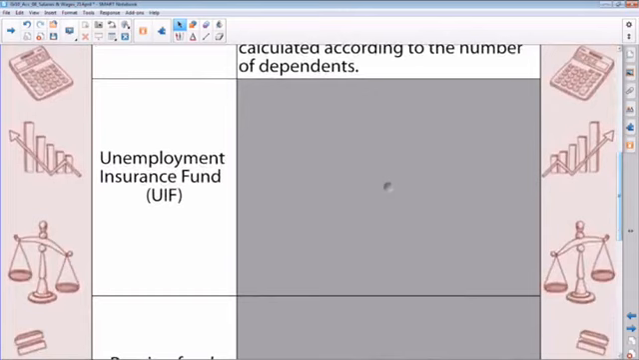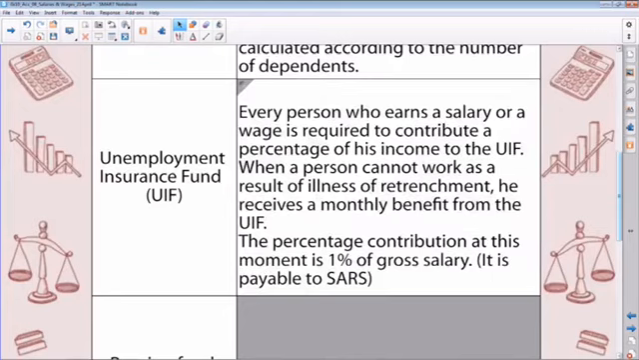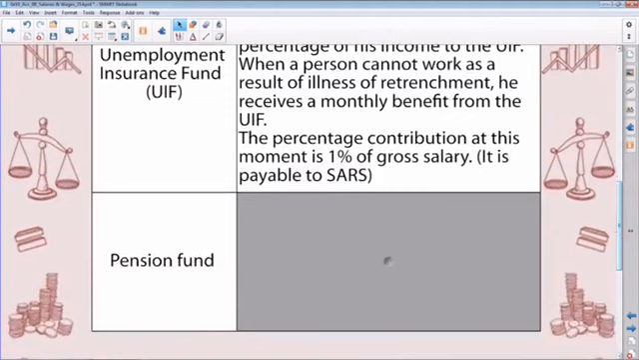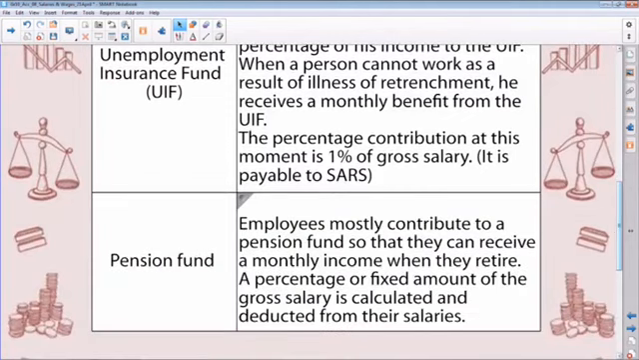The next one, the UIF, the Unemployment Insurance Fund, that's also a deduction. It's a compulsory deduction. So every person who earns a salary or wage is required to contribute a percentage of his income to the UIF. So whenever they lose their jobs or they're retrenched, they can get a certain amount from the government. And then lastly, your pension fund deduction. And that is when you want to retire one day. Therefore, you will contribute to your pension fund, hopefully from the very first month you work, and then you can retire, hopefully at a nice age of 60 or 65, and then you don't need to be dependent on the state or SASSA to get a certain amount from them.